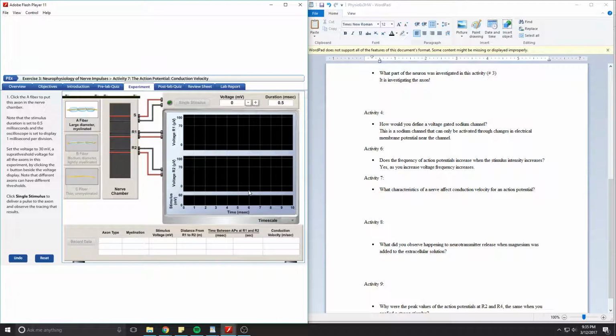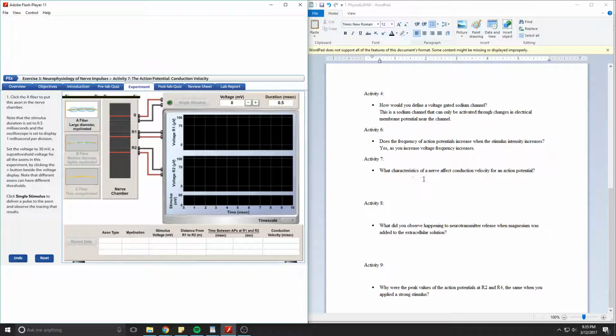Experiment. What characteristics of a nerve affect conduction velocity for an action potential?